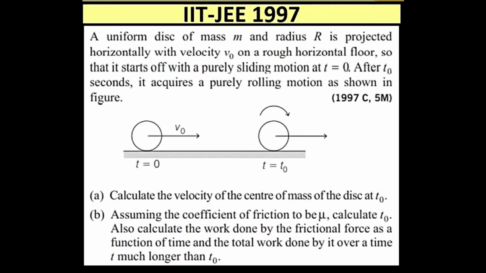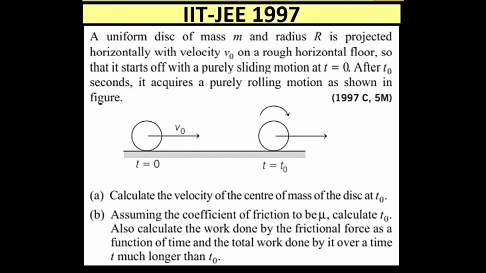The question states: a uniform disk of mass m and radius r is projected horizontally with velocity v naught on a rough horizontal floor so that it starts off with a purely sliding motion at t equal to 0. After t naught seconds, it acquires a purely rolling motion as shown in the figure.